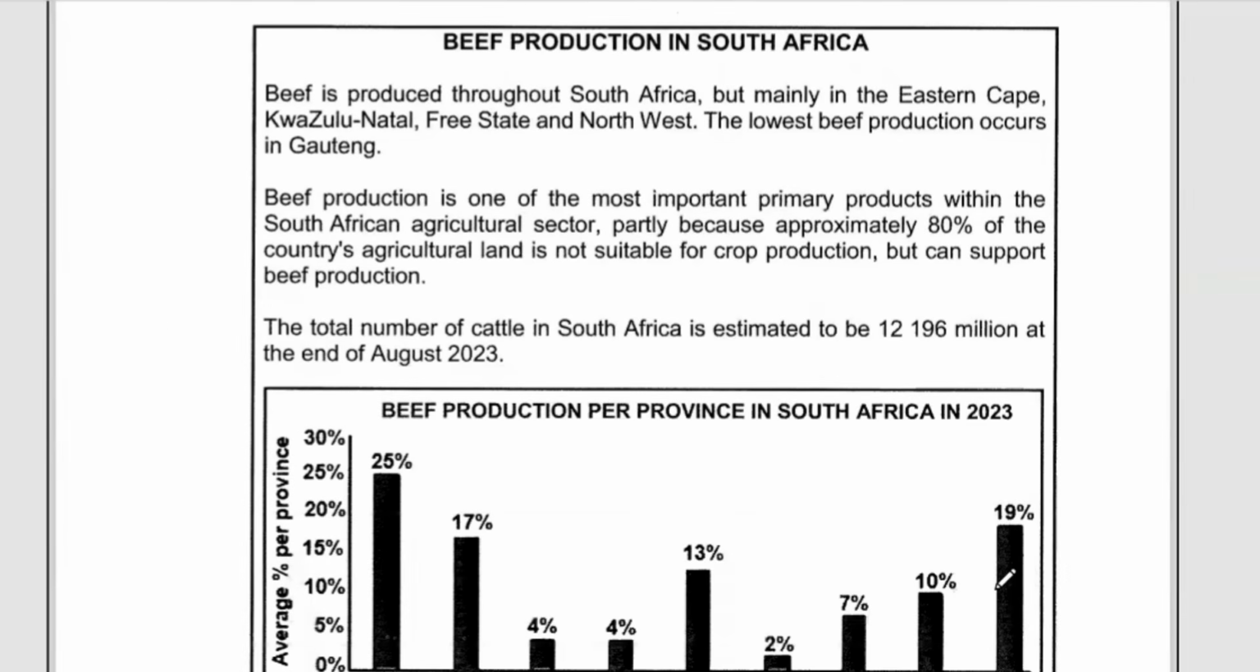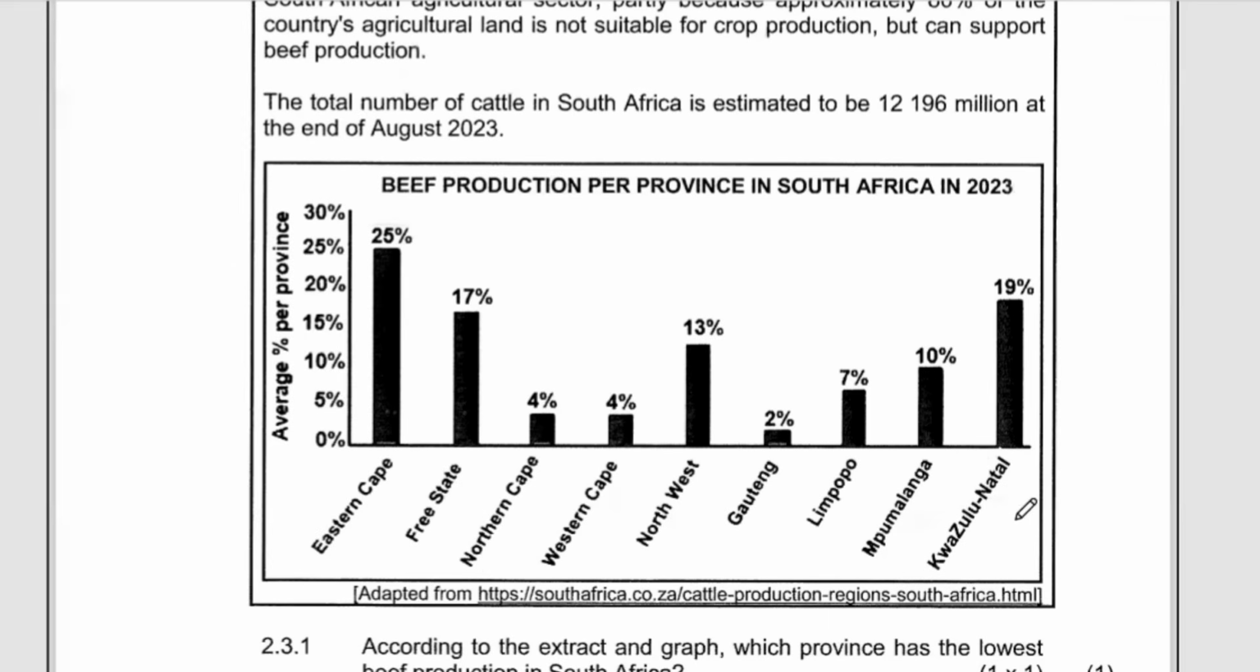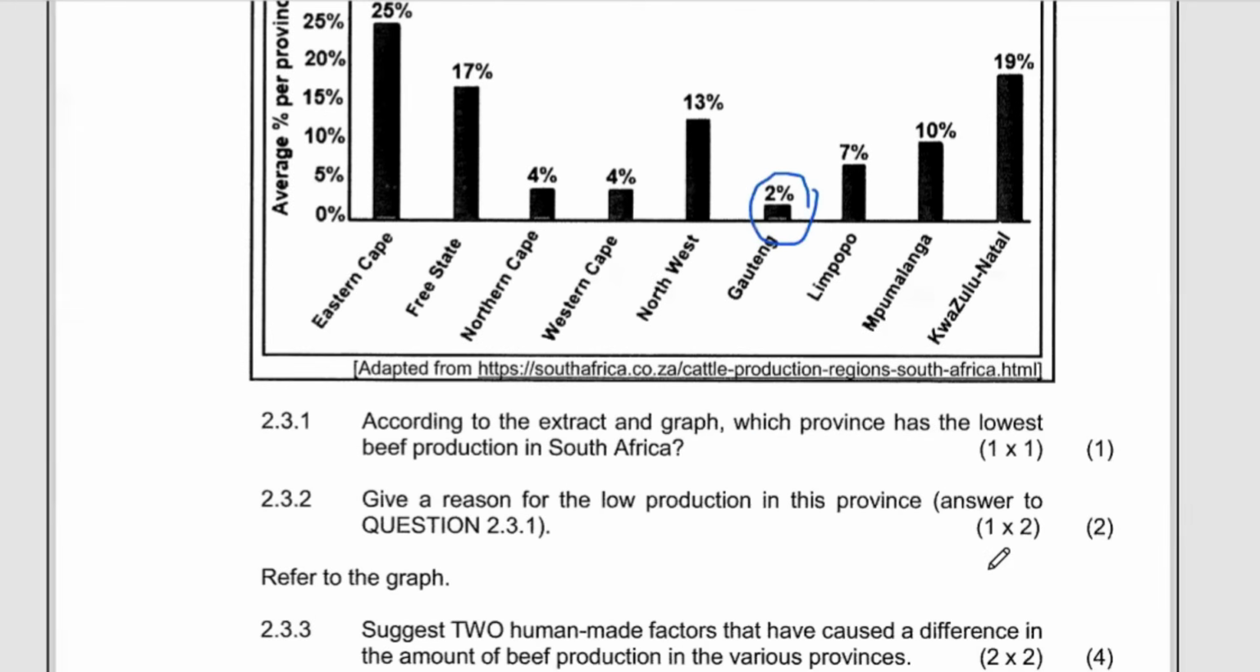Beef production in South Africa. It's an extract which is explaining the situation of beef production in South Africa. Right, the first question is saying, according to the extract and graph, which province has the lowest beef production in South Africa? We just have to compare our statistics here. If we check Gauteng, it's the one with 2%. So automatically this is the one, it's the lowest, it's our Gauteng.